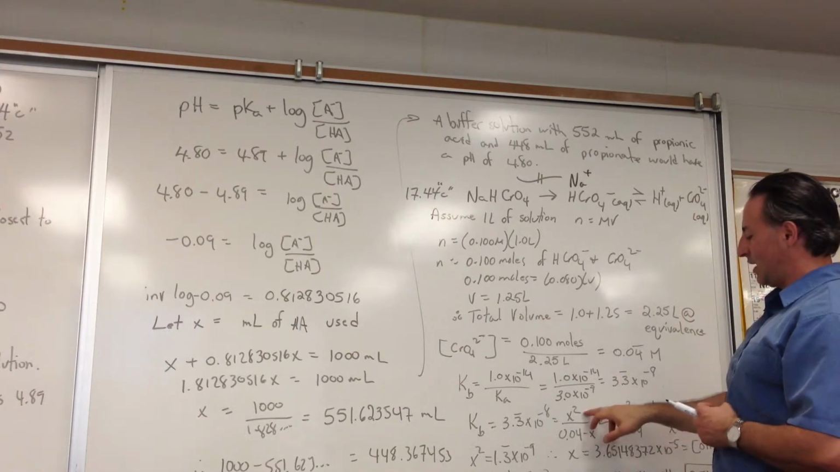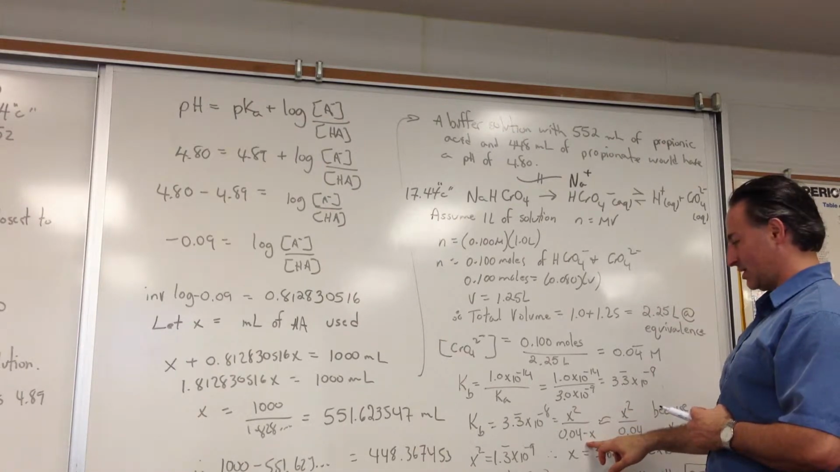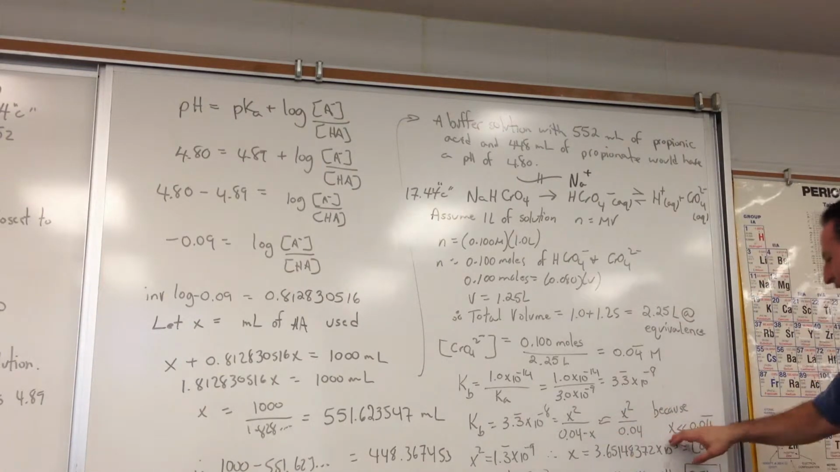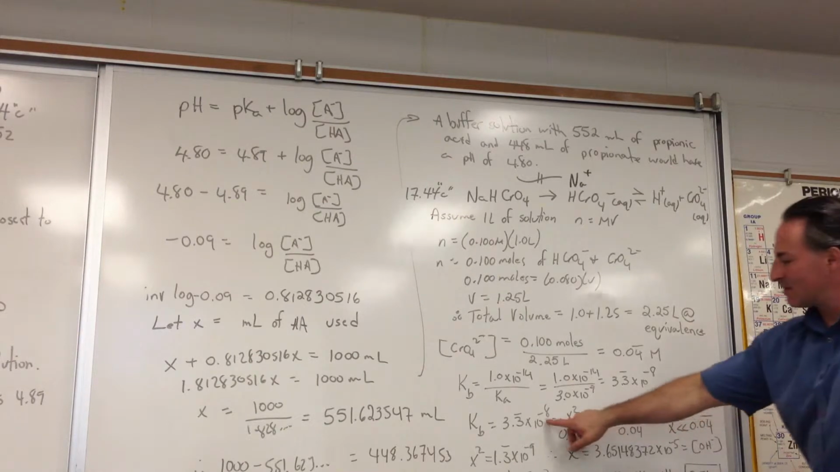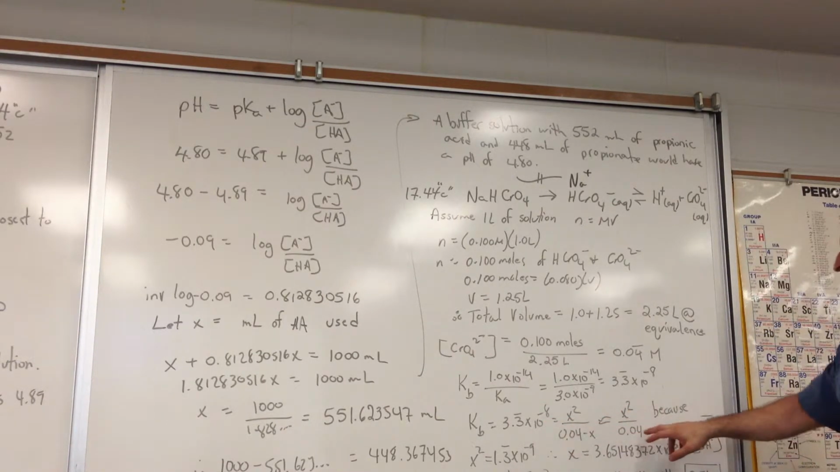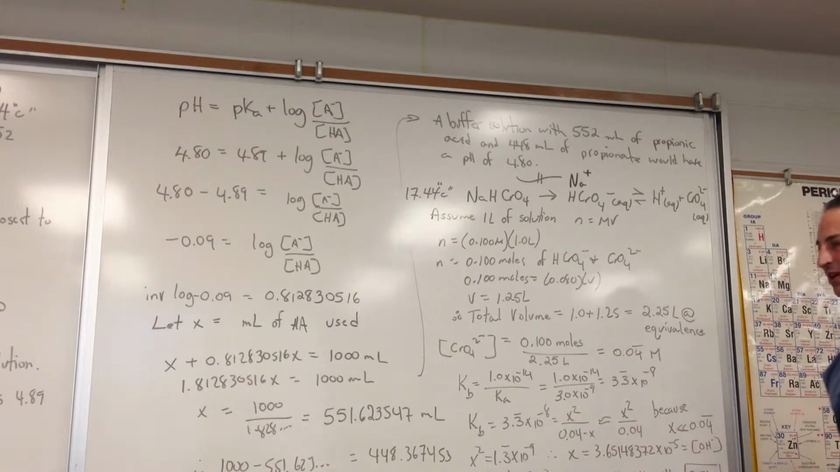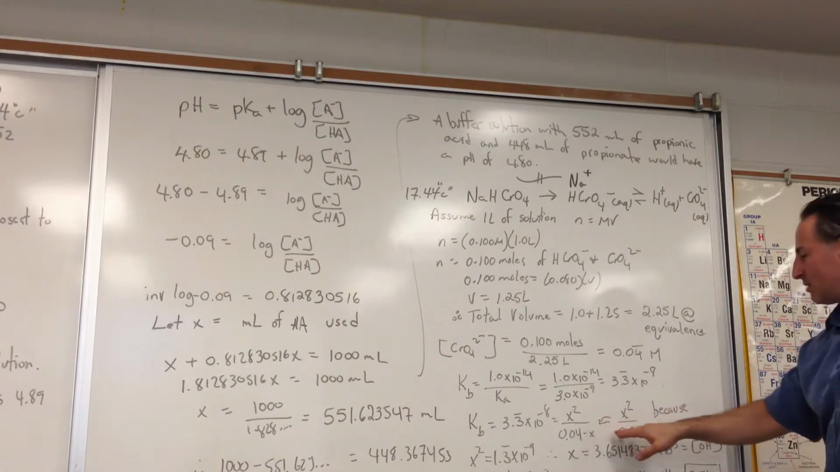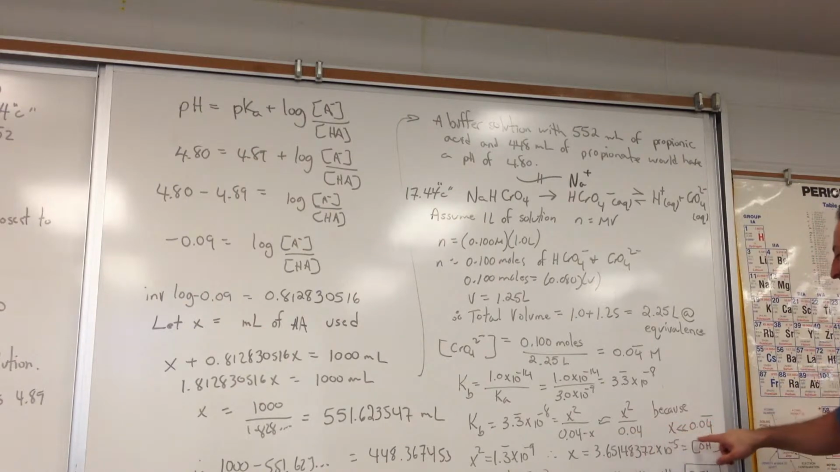And we plug it into the, we could do an ice table if you like. The end result is you get x squared over 0.04 minus x. But because the value of x is going to be a tiny number, this is 10 to the minus 8, so if you took the square root of this, you can still get 10 to the minus 4, which is 100 times bigger than the number 0.04. So we know that the value of this number x is going to be a very small number. So I made the approximation that the minus x part is not going to put a dent in the 0.04.